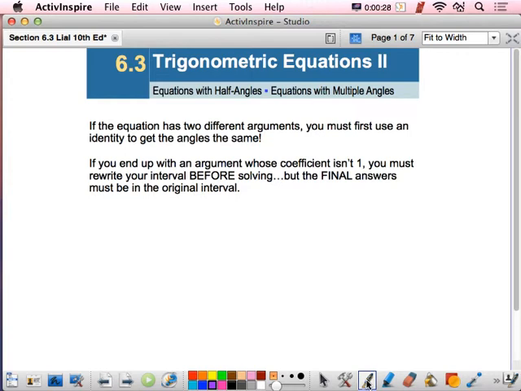So the first thing I want to point out is that if the angle has two different arguments, like if one is an x and one is a 2x, or one is a half x and one is an x, the first thing you have to do is get the angles the same. And the only way to do that is to use an identity. So at some point you may need your double angle identities or your Pythagorean identities for these.